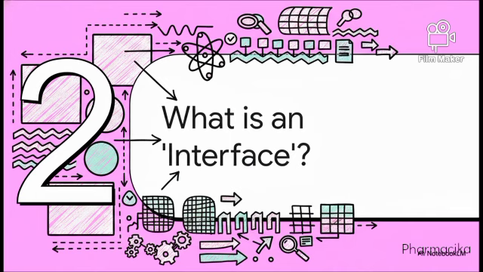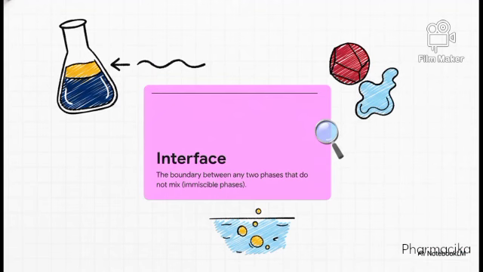What then is an interface? Now, an interface, well, that's a much broader term. It's the boundary between any two different phases that just don't mix. The scientific word for that is immiscible. So this could be two liquids, a liquid and a solid, you name it. As long as they stay separate, the line between them is an interface.